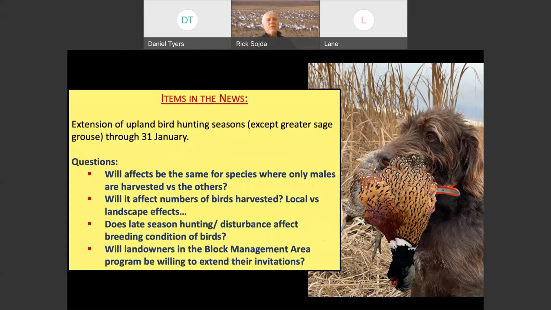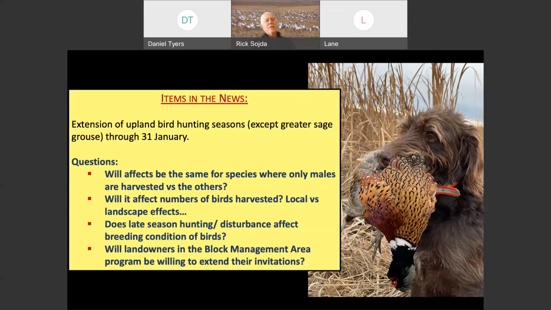Also, there's an extension of upland bird hunting season that's proposed through the 31st of January that the commission is considering. And there's a lot of questions about that. If you look on social media, you'll see a lot of questions coming up, whether that's really a good idea or not. Probably is not going to affect the numbers of birds harvested because there's probably not going to be a lot of hunting pressure happening in January. You've got snow issues, you've got access issues, a lot of issues that happen at that point.